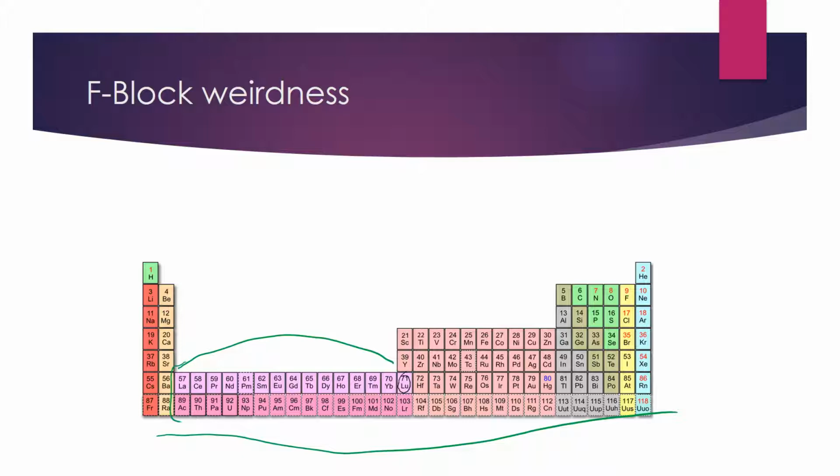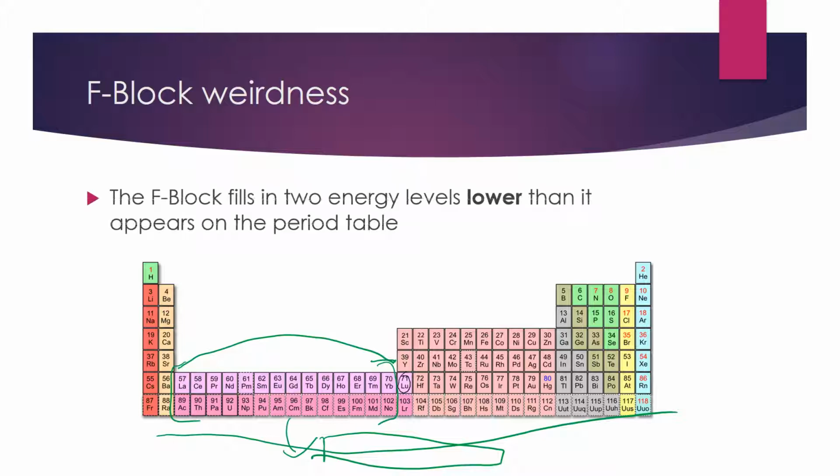So scientists said, well, you know what, we don't actually mind these that much. So we're going to take these bad boys and cut them out and put them down here. And hey, look, it'll close up the periodic table and everything will fit. Yay! So you've got to remember, the F block fits in 2 energy levels lower than it appears on the table. So this is row 1, 2, 3, 4, 5, 6, 7. It is n minus 2.